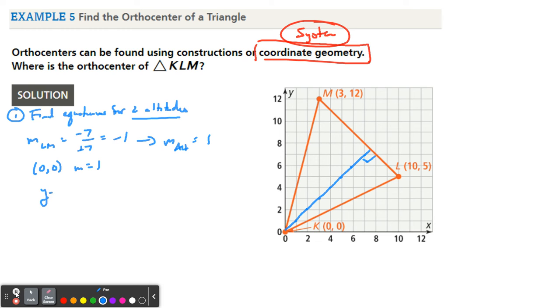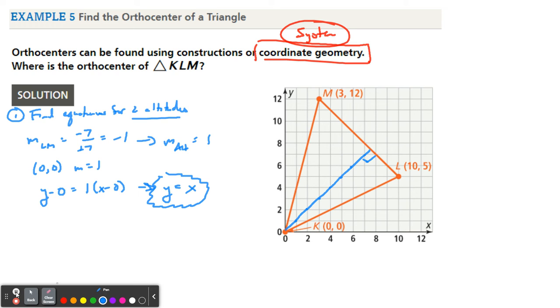So point slope form. So y minus y1 equals m times x minus x1. The zeros both cancel, and it just becomes y equals 1x, right? Y equals 1x or x. This is our first equation. Okay, so that was pretty easy. So if you're lucky enough to have that, that's great. Okay, now I'll do the second one.